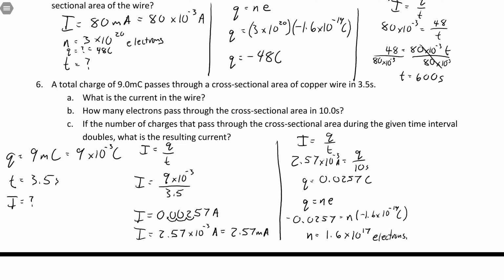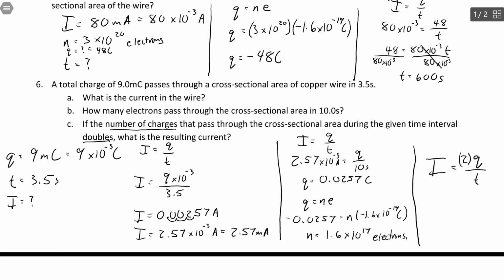Now, question C is wordy, but there's minimal work that really needs to be done. So it says, if the number of charges that pass through the cross-sectional area during the given time interval doubles, what is the resulting current? So the number of charges that's passing through the wire doubles. So that means that the charge will double. It's the number of charges is doubling. So the charge Q is doubling.